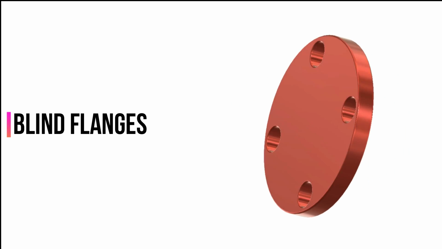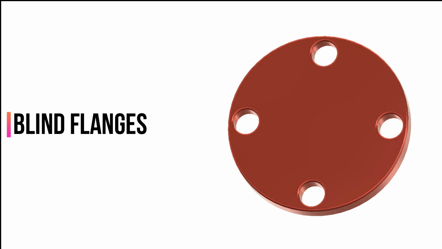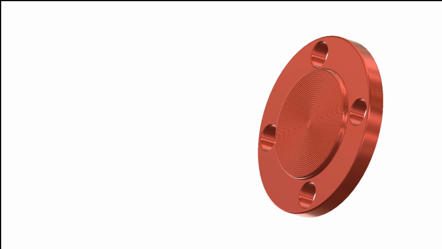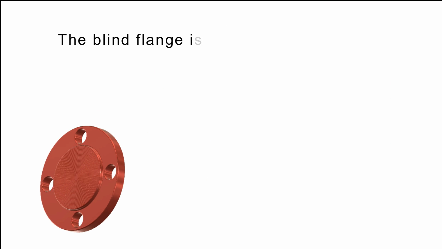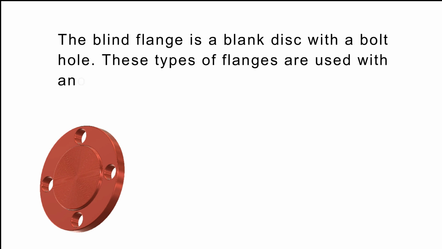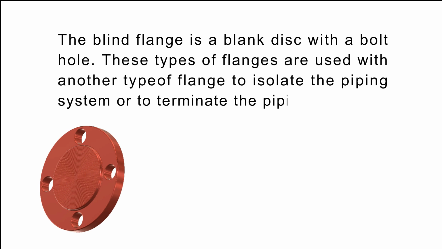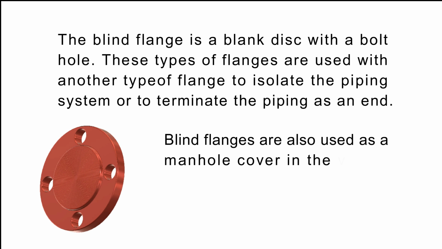Blind flanges. The blind flange is a blank disc with bolt holes. These types of flanges are used with another type of flange to isolate the piping system or to terminate the piping at an end. Blind flanges are also used as a manhole cover in the vessel.